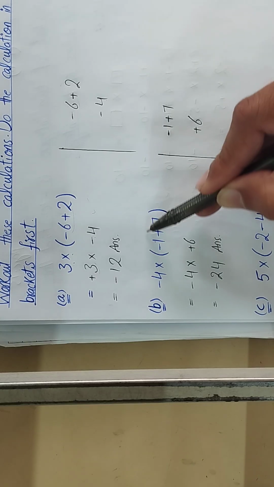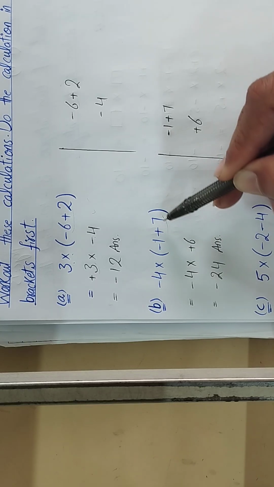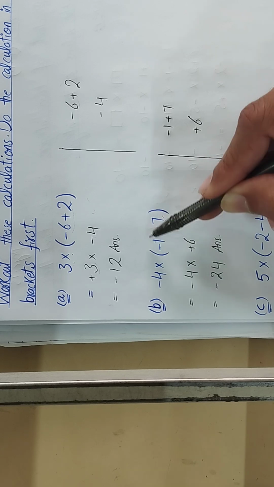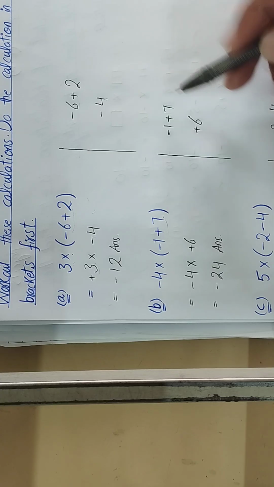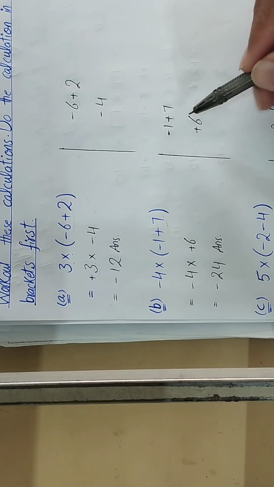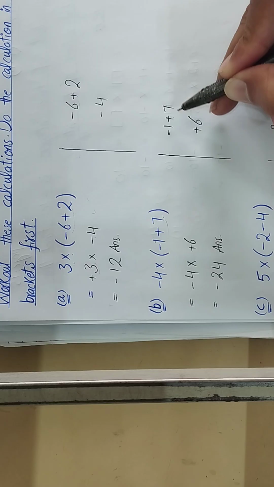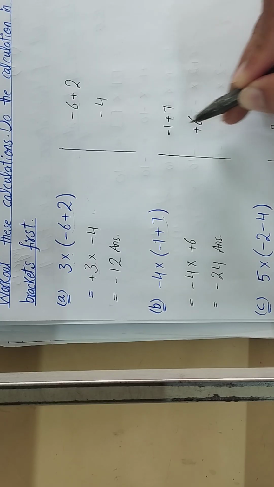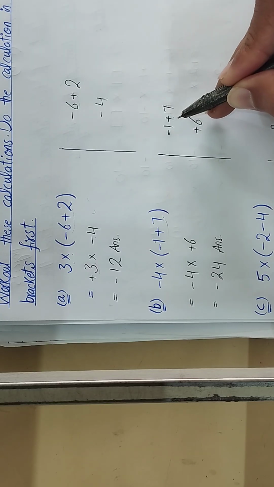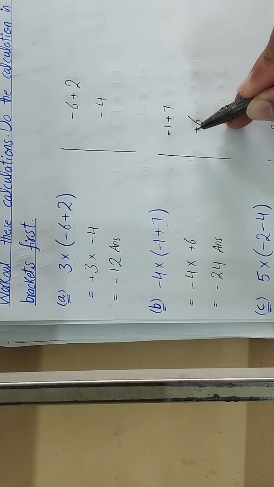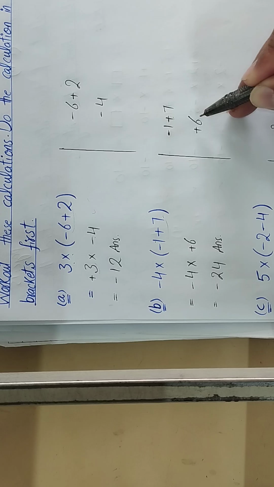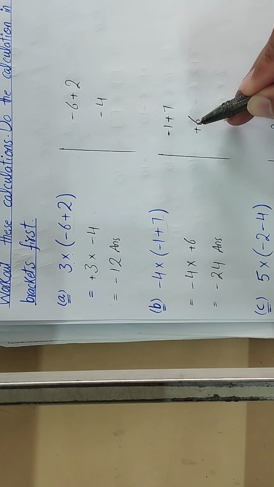The first step is do the calculation which is inside the bracket at first. So if we take -1 plus 7 here, since the signs are opposite, it means subtract the numbers. 7 minus 1 is 6, and if you write the sign of bigger value, 7 is the bigger value here, it will be +6. So the answer of this bracket is +6.